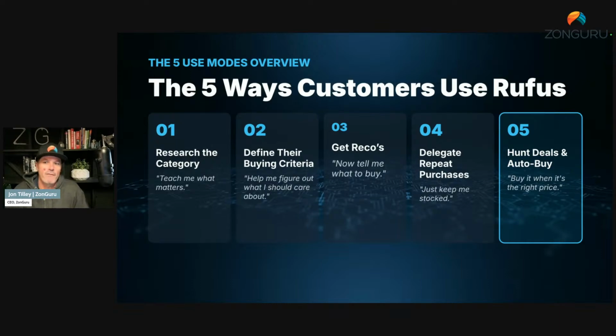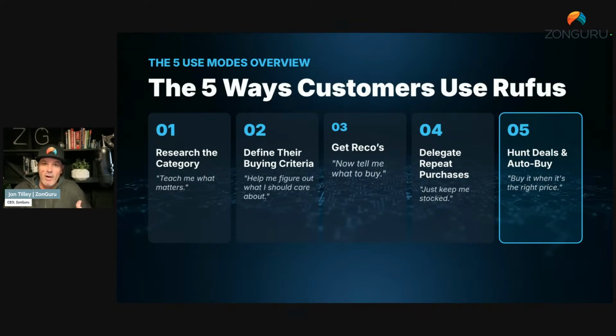So the five ways customers use Rufus, right? This is pretty self-explanatory, but it's important to note. The first category is research. Teach me what matters, right? Like, we're going to go through this, right? A robot vacuum. I don't know anything about it. What are the important things that I need to understand about this product? What are the attributes, right? So, teach me the important things about the category.